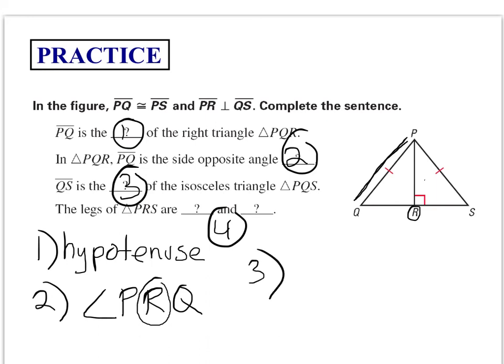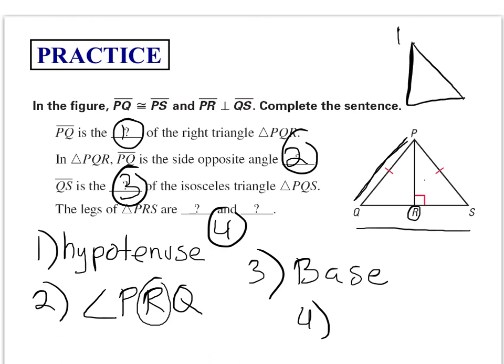Okay, for number 3, we're looking at QS, which is this bottom right here, which is the base. So this is going to be the base of the isosceles triangle. And then we're looking at the legs of PRS, and I'll redraw it up here. So the legs of PRS aren't going to be this one right here. That's our hypotenuse, because it's opposite of the right angle. So our legs are PR and RS.